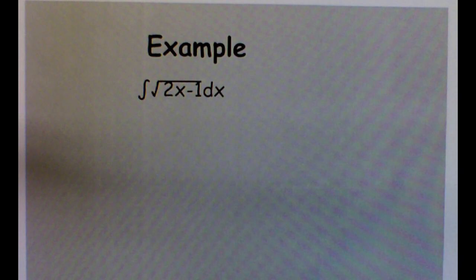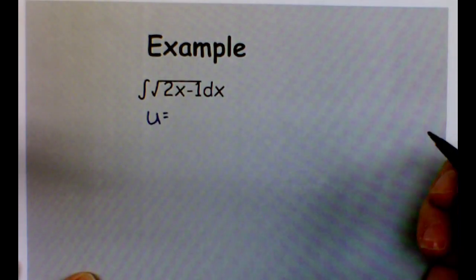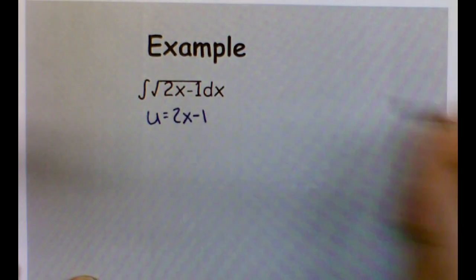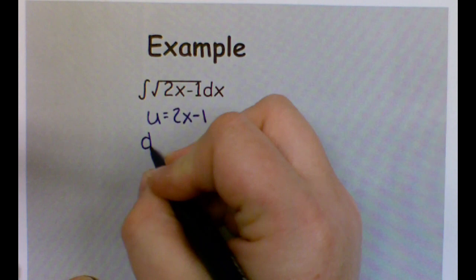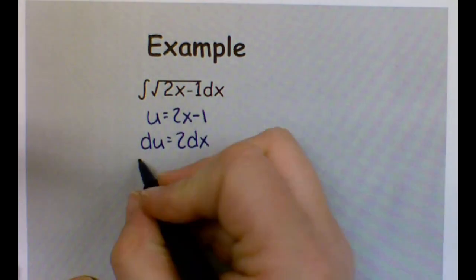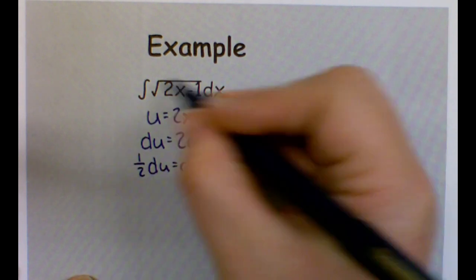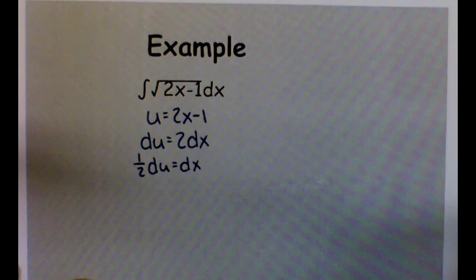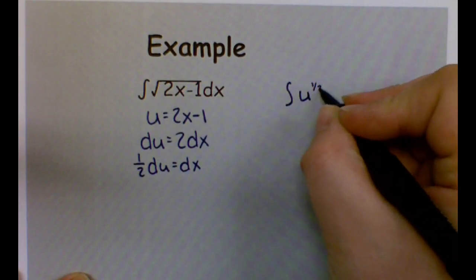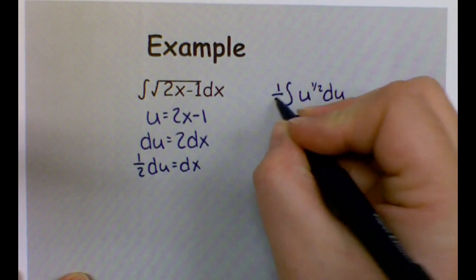This problem looks like it could be quite complicated until we create a u substitution. If u is the complicated part, 2x minus 1, then du is 2 dx. So that means 1/2 du is dx, because I don't have a 2 just hanging out in my problem. So I'm going to take the antiderivative of u to the 1/2 power du, but I need to account for that 1/2, so I'll stick it out front.